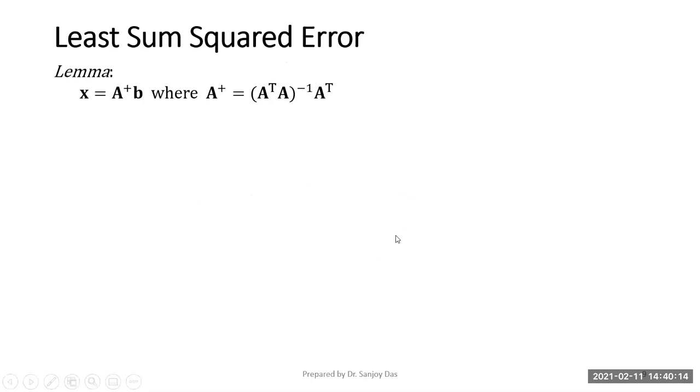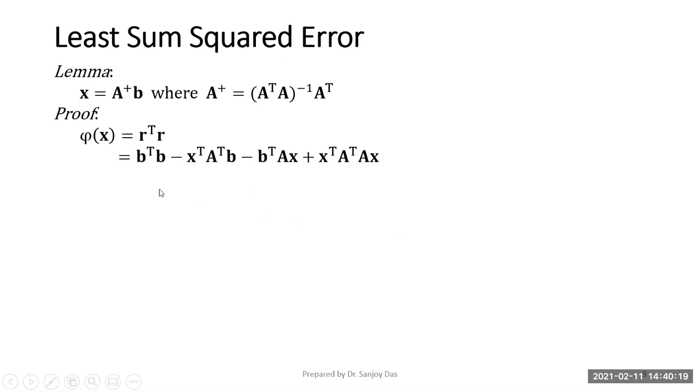So this is what I'm going to prove. And this is phi of x, R transpose R. And we just showed that this was equal to this expression here: B transpose B minus the second term, third term, and fourth term. Now, each of these terms is a scalar, correct? B transpose B is a scalar, and X transpose A transpose B, and B transpose AX, they're all scalars. Now, for a scalar, its transpose is equal to itself, correct?